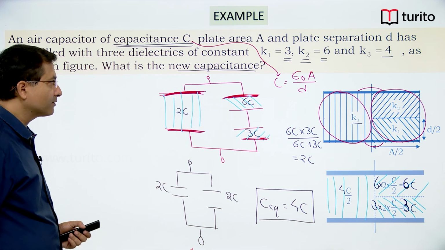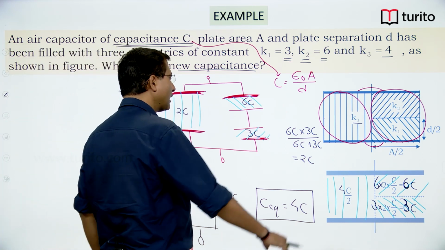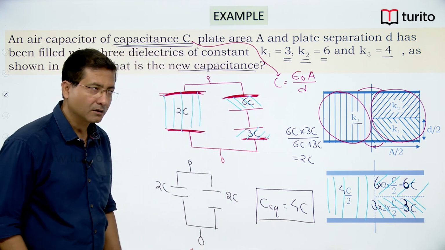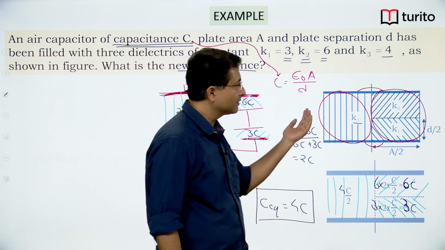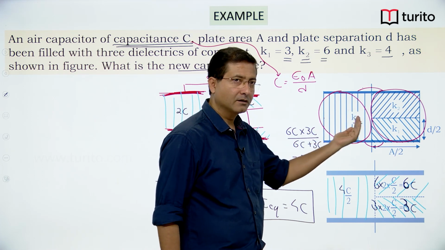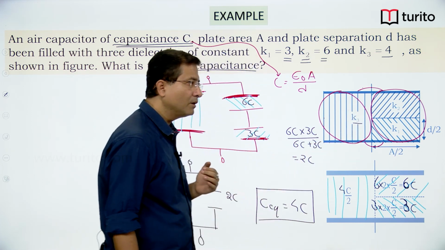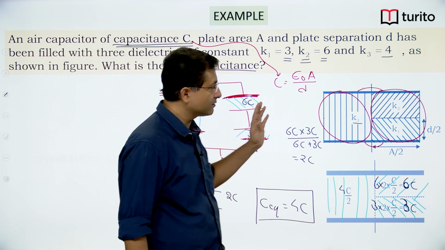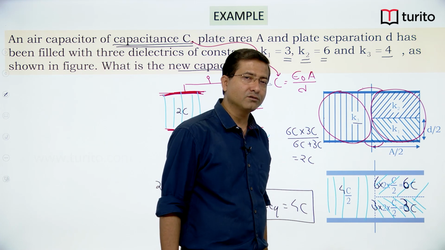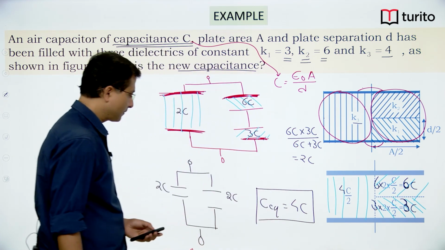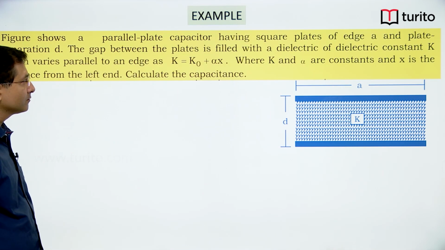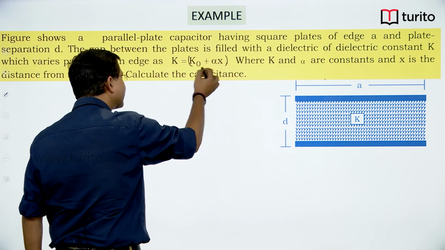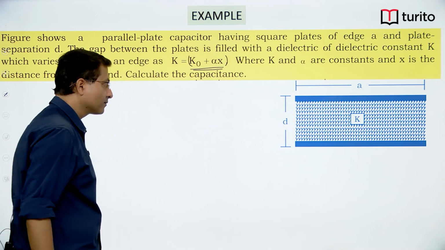Now in this situation we have taken an isotropic dielectric, whose dielectric constant is the same everywhere. You may be given a situation where the dielectric constant varies with distance, so the dielectric constant is not uniform. For example, look at this example. Here the dielectric constant varies with distance.